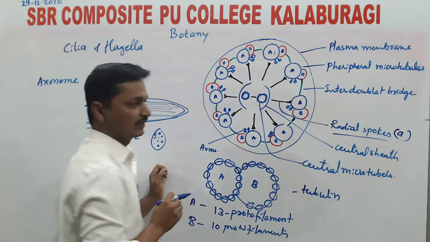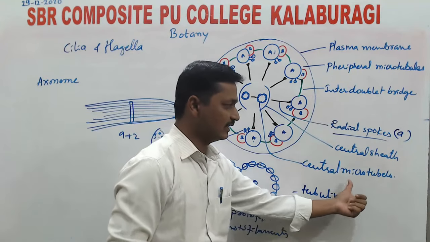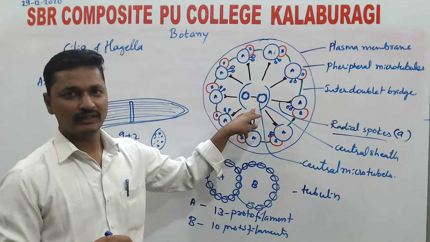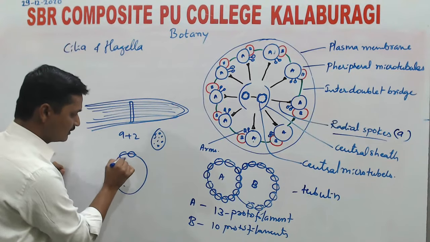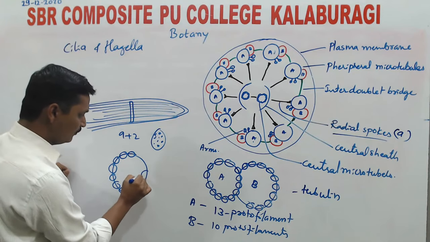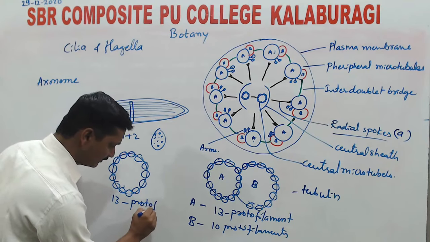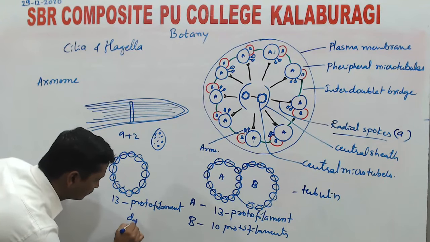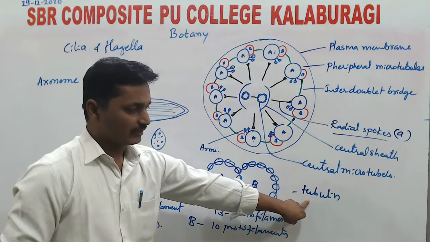Coming to the central sheath, in the central sheath we find two microtubules called central microtubules. They are arranged at the center, and they are made up of 13 protofilaments. These 13 protofilaments are made up of a different protein called dynein. Peripheral microtubules are made up of the protein tubulin.